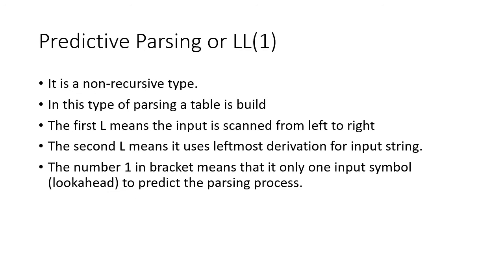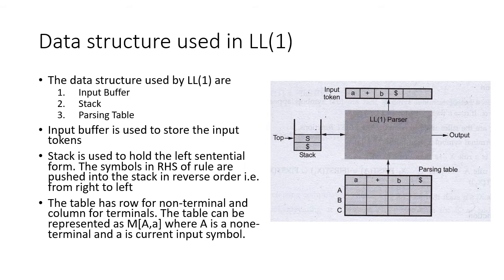And 1 means the look ahead symbol is 1. That means go ahead by only one symbol. That means if P is there, look ahead is R. R is there, look ahead is E, and so on like that. So that is the look ahead symbol. Now to understand this, first of all we have to understand how we create it.